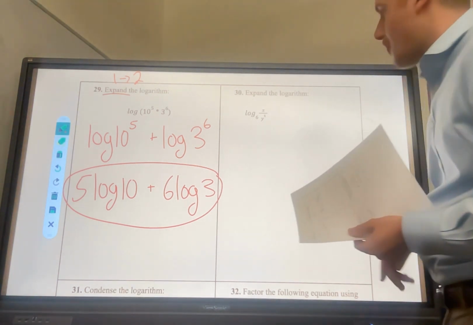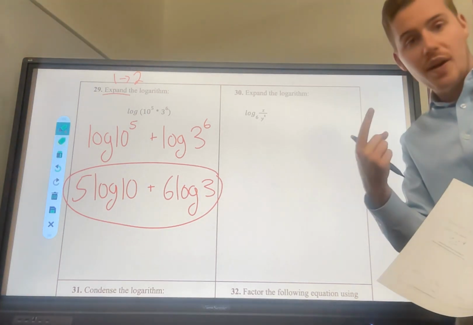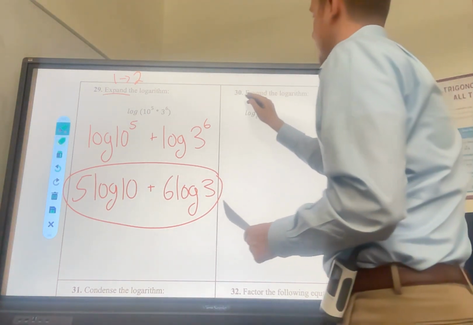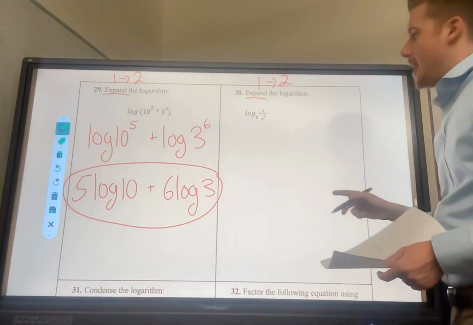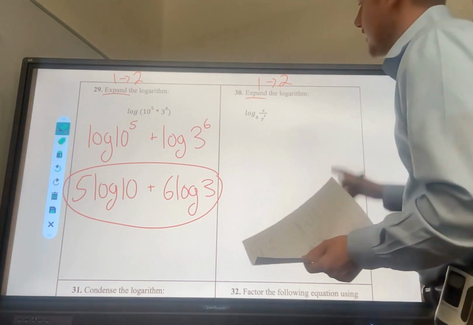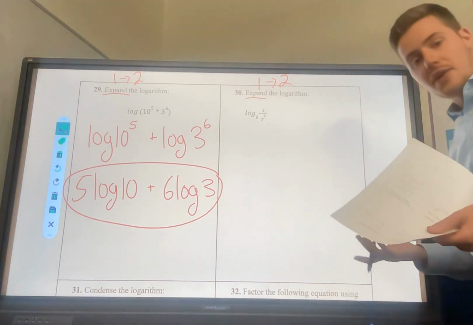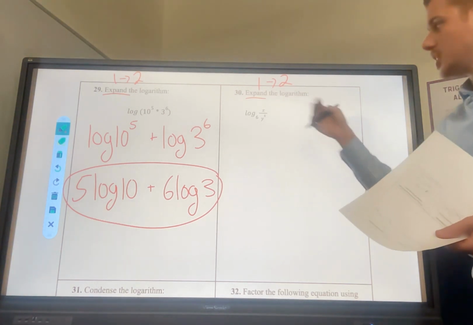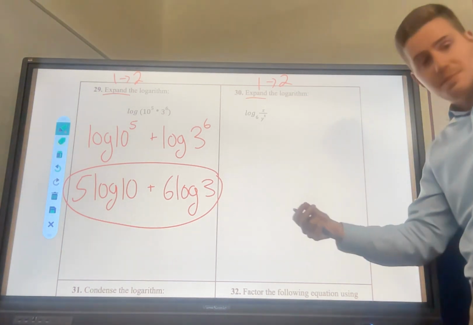All right, question 30, something similar. It says expand the logarithm. And so again, I'm going from one logarithm to two logarithms. Expand, going from one to two logarithms. And in this case, I see that I've got division. I've got log base 6 of x over y to the 4th. And so another one of our rules says that if we have division in a single logarithm, we can rewrite it as two logarithms using subtraction.